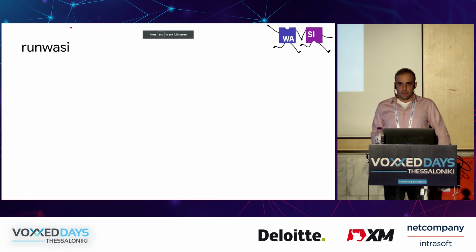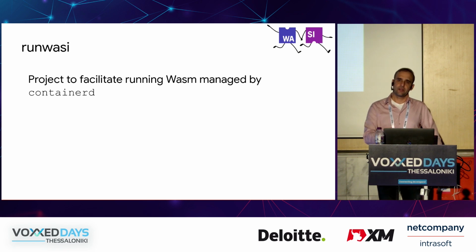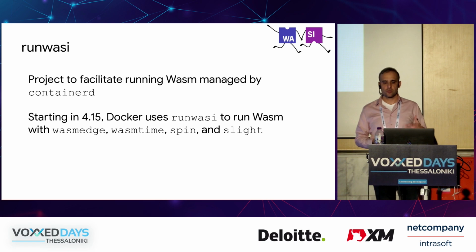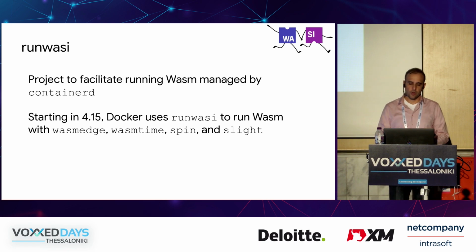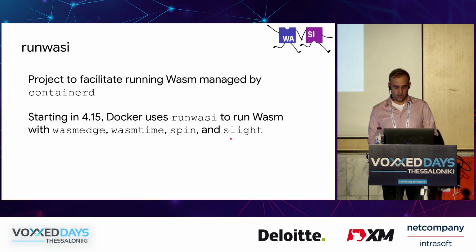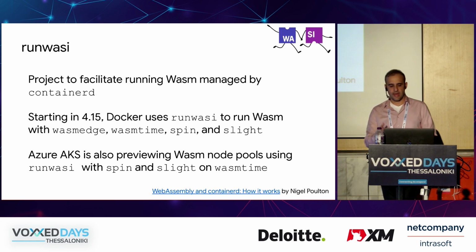And then this is enabled by a project called WASI. WASI basically enables containerd to run WebAssembly modules. And starting in 4.15, Docker uses WASI to run WebAssembly modules. And Docker provides you 4 runtimes: WasmEdge, Wasmtime, Spin, and Slight. So you cannot use any runtime. They chose these 4. Also in Azure, there's a service called AKS, Kubernetes service. They're also previewing WebAssembly node pools using WASI.